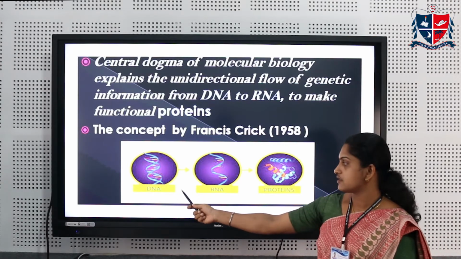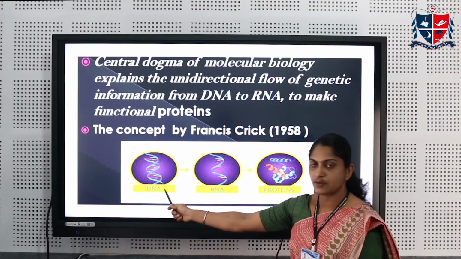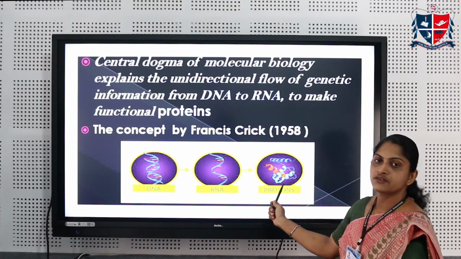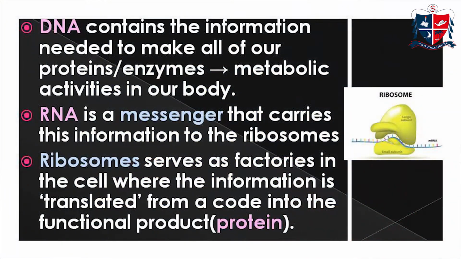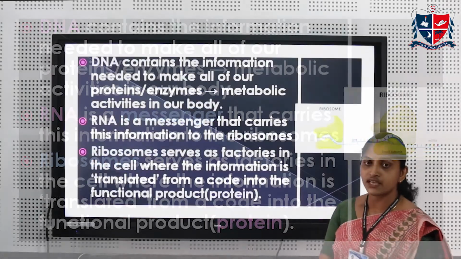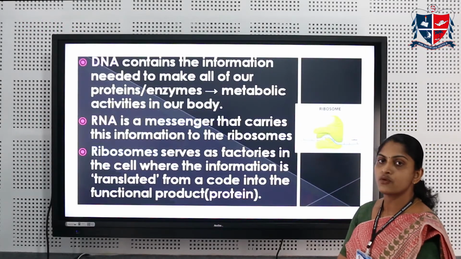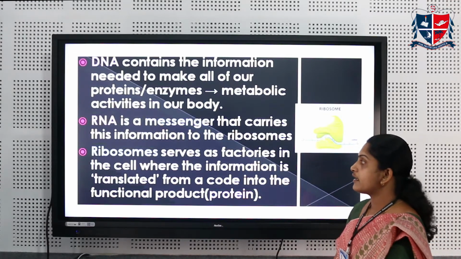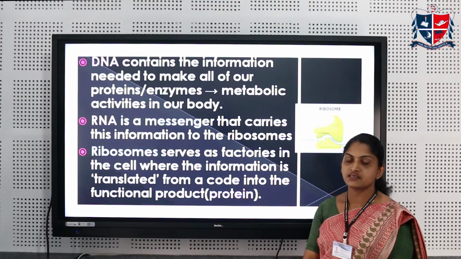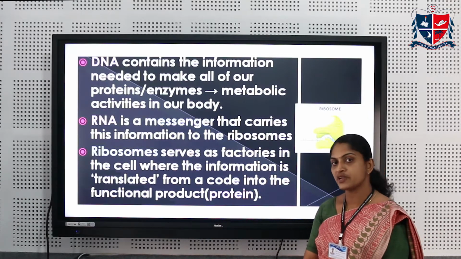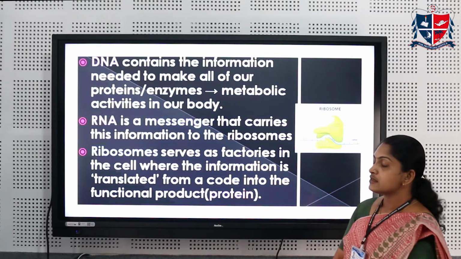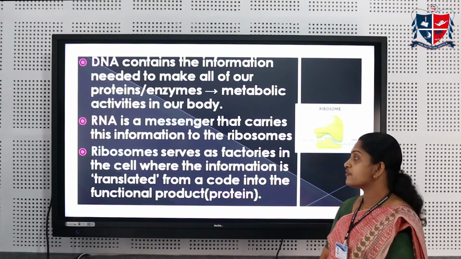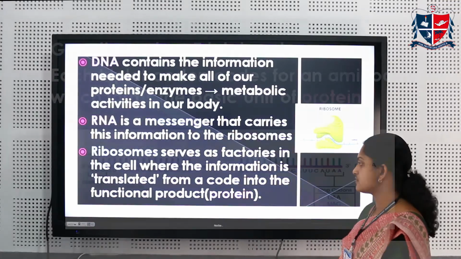In this image, you can see the flow of information, that is, from DNA, the double-stranded DNA, to RNA, which becomes single-stranded, and from there it forms a functional protein. Hence, the DNA will store all the information necessary for synthesis of all the proteins or enzymes needed for the metabolic activities in our body. Here, the RNA acts as a messenger which carries the information from DNA to become a functional protein. And this synthesis of protein occurs in ribosomes, which are the factories which help in protein synthesis.